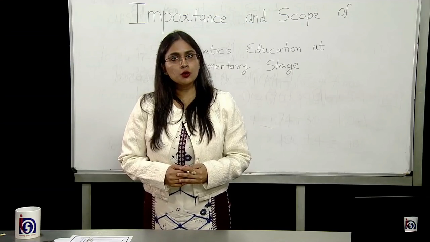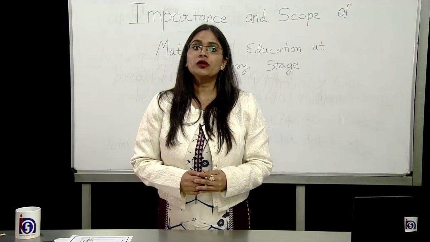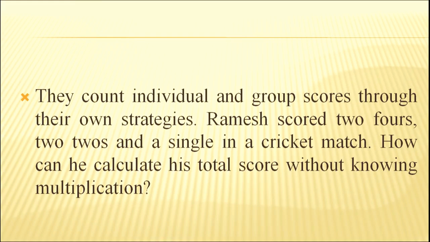They count individual and group scores through their own strategies. Example, Ramesh scored two 4s, two 2s and a single in a cricket match. How can we calculate his total score without knowing multiplication?